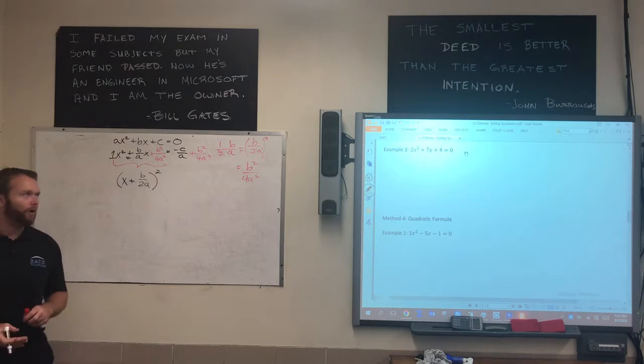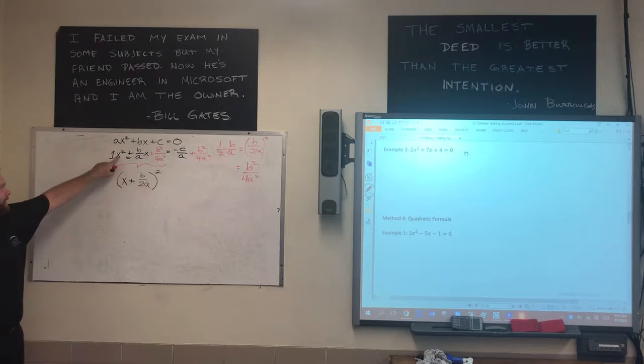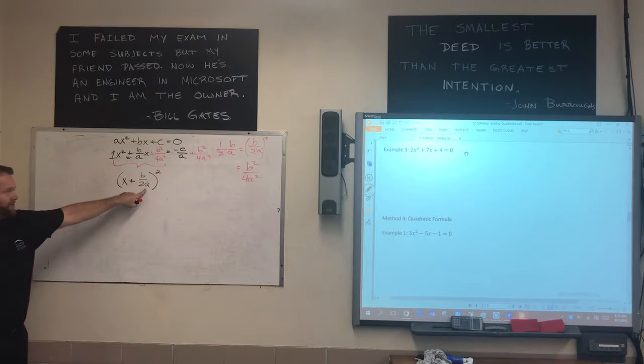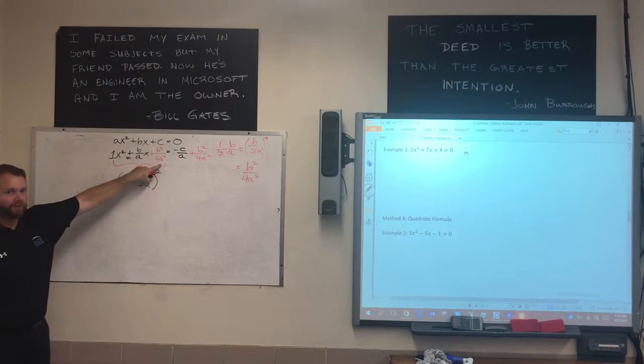And before I even go on, I'm just going to convince myself of this. If I square that, it gives me x squared. If I square this term, we already talked about it, it's going to give me B squared over 4A squared, so that's good.